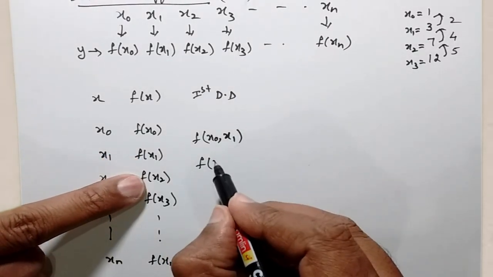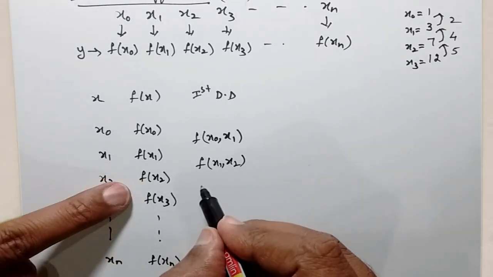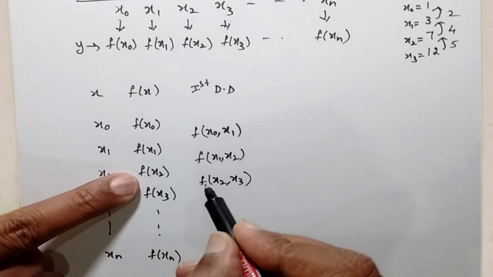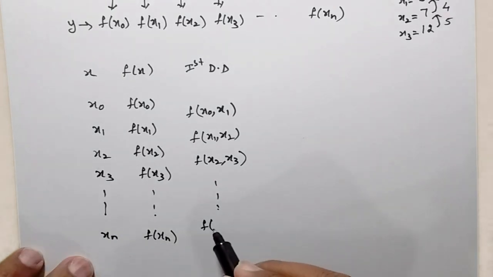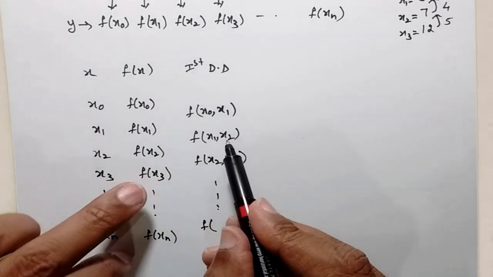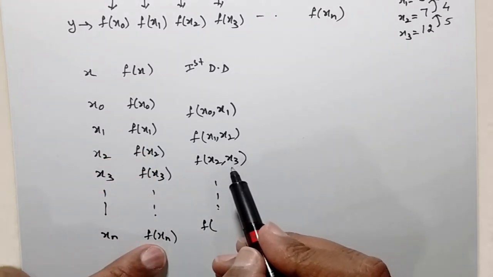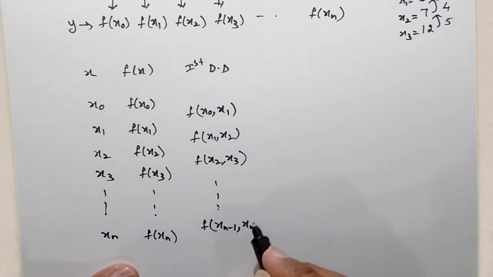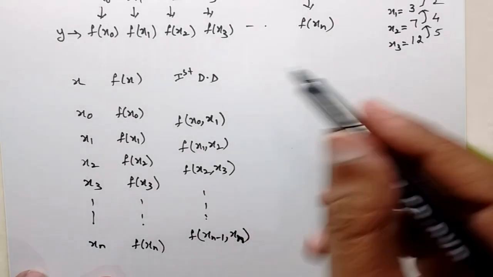You have left at x1, you can write x1, x2. Similarly the next set of values here, f of x2, x3, and so on. You can just go on writing, and at the end you write the previous value and the present value, so f of xn minus 1 comma xn. So this is the first divided difference.